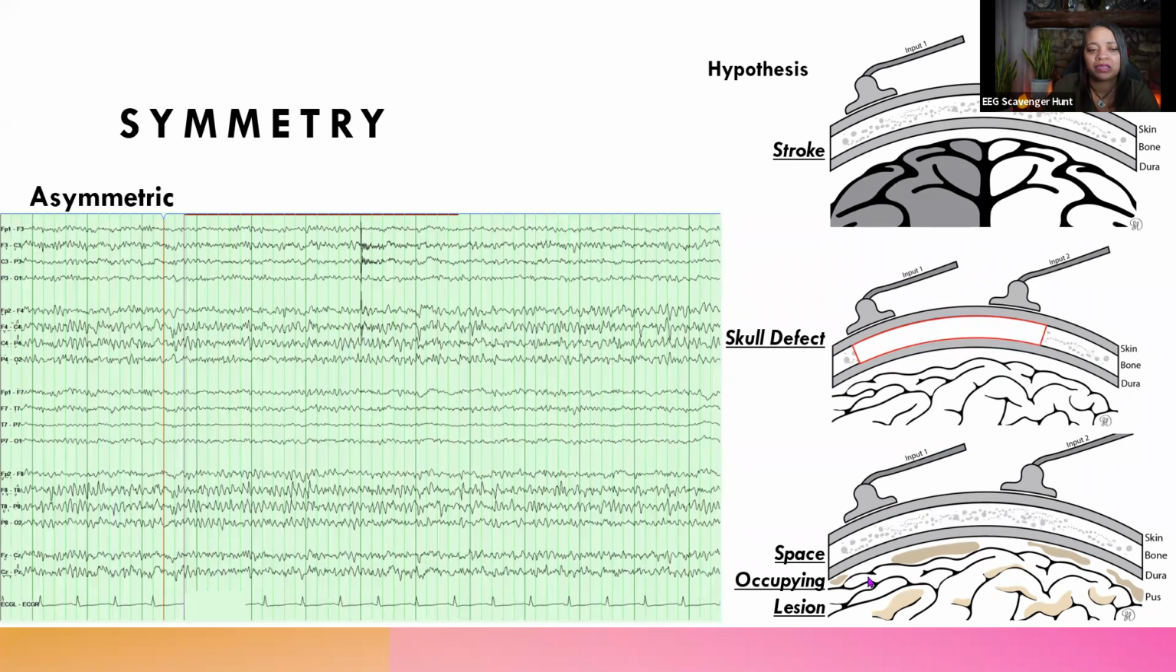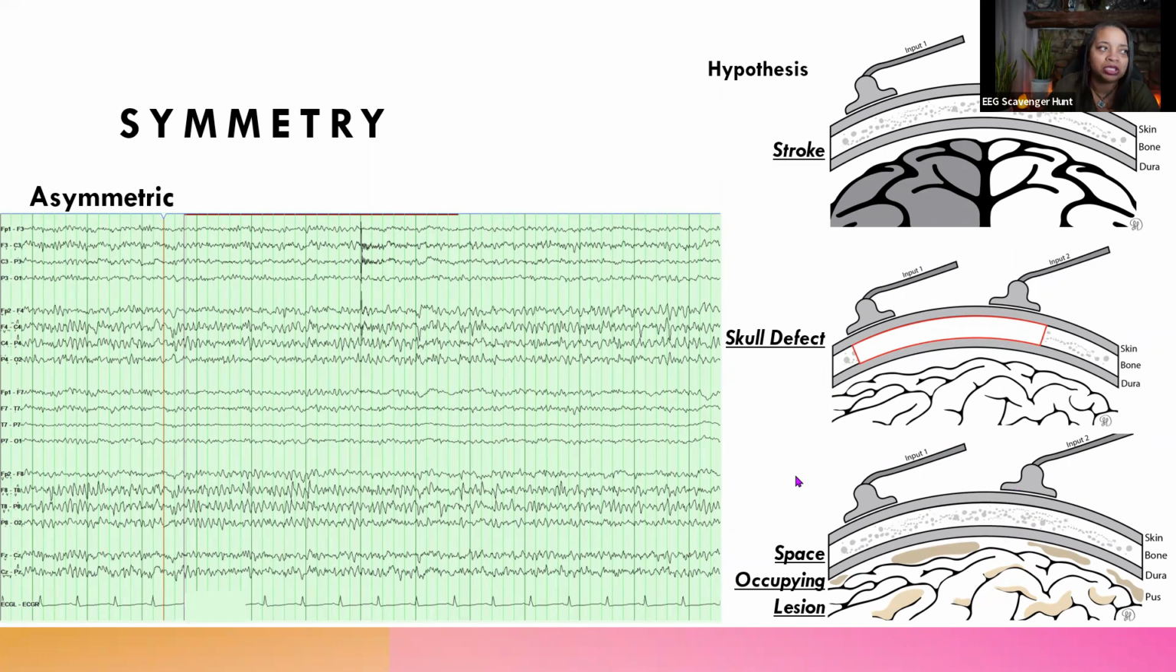Another option is maybe you have a space occupying lesion, as you can see here. Maybe there's some pus, maybe your patient has meningitis, perhaps your patient might have a subdural hematoma or something going on in which there's more insulation happening that your electrodes have to record through. So now, instead of just skin, bone, dura, you also have a hematoma or pus or something that you're also recording through before you get to brain. So this side could have a decreased amplitude.